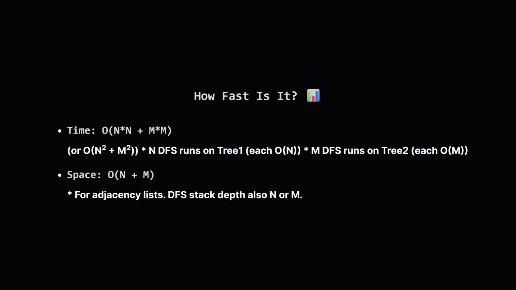For space complexity, we store the adjacency lists, which take order n plus m space. The recursion depth of our DFS can also go up to n or m in the worst case for a path-like tree, so space is order n plus m.